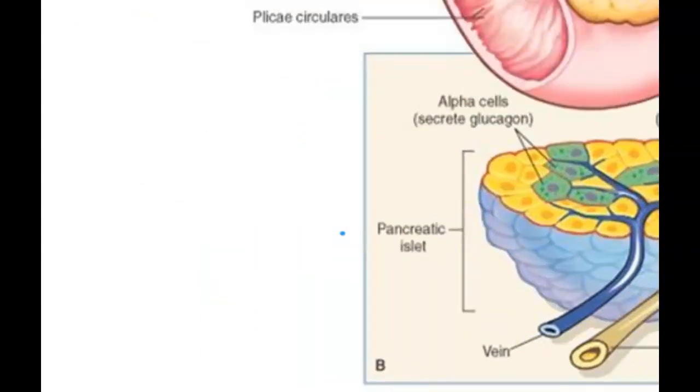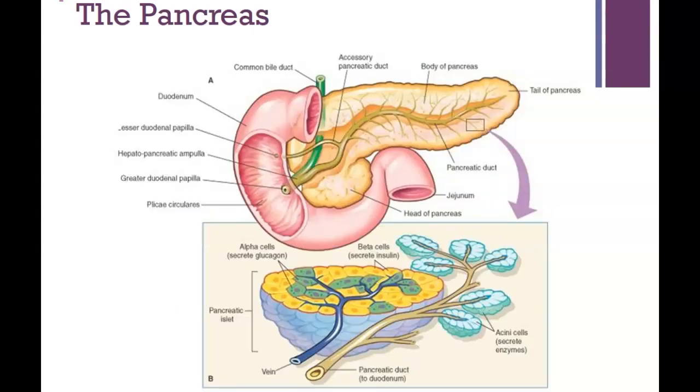Pancreatic islet, which contain both the cells that make glucagon and those that make insulin. Those cells are referred to as alpha cells and beta cells.